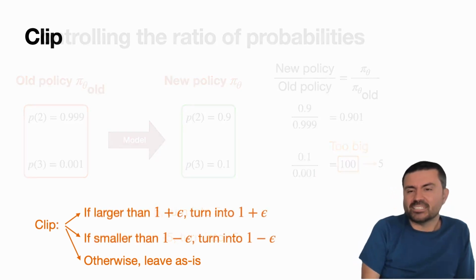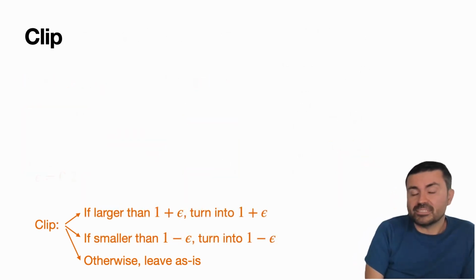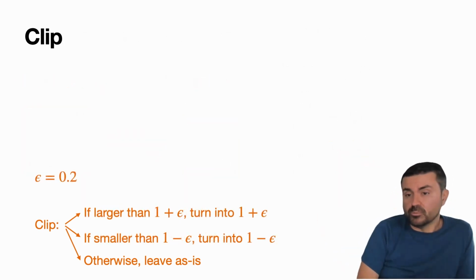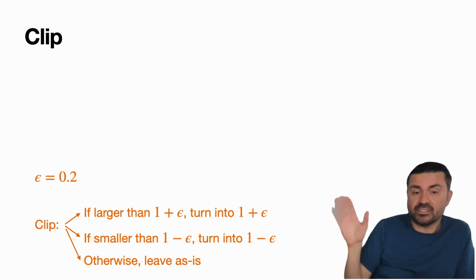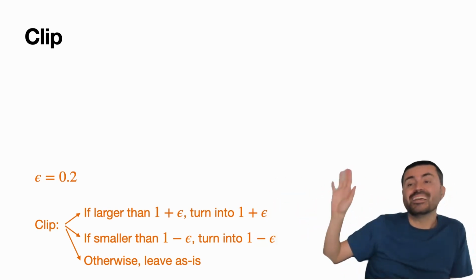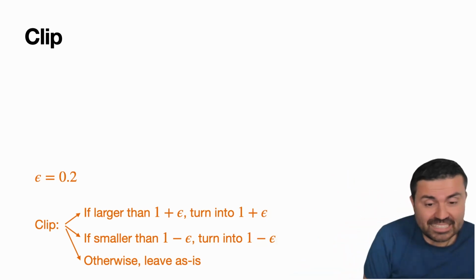What we want to do is pick a small number epsilon. For example, epsilon equals 0.2. And then say if you're bigger than 1 plus epsilon, you become 1 plus epsilon. If you're smaller than 1 minus epsilon, turn it into 1 minus epsilon. Otherwise, everything in between stays the same.